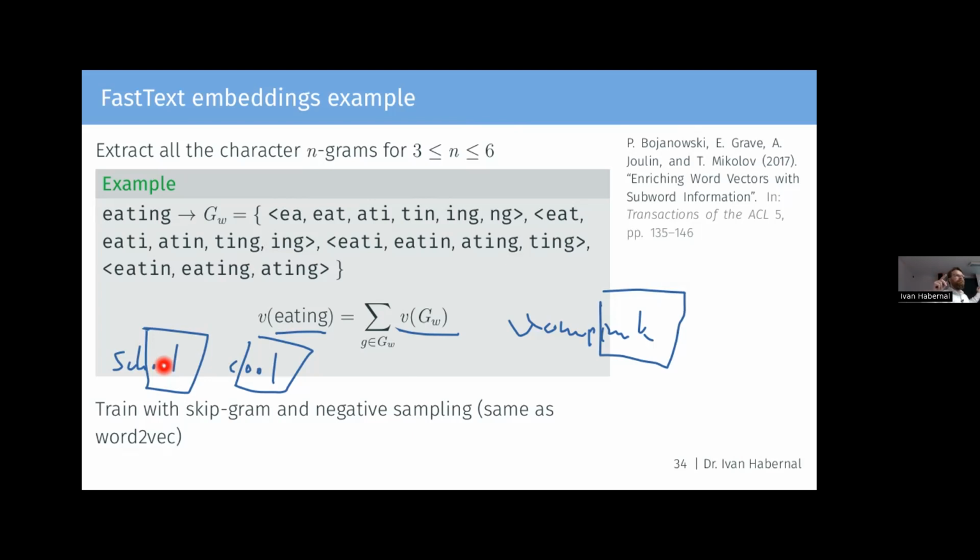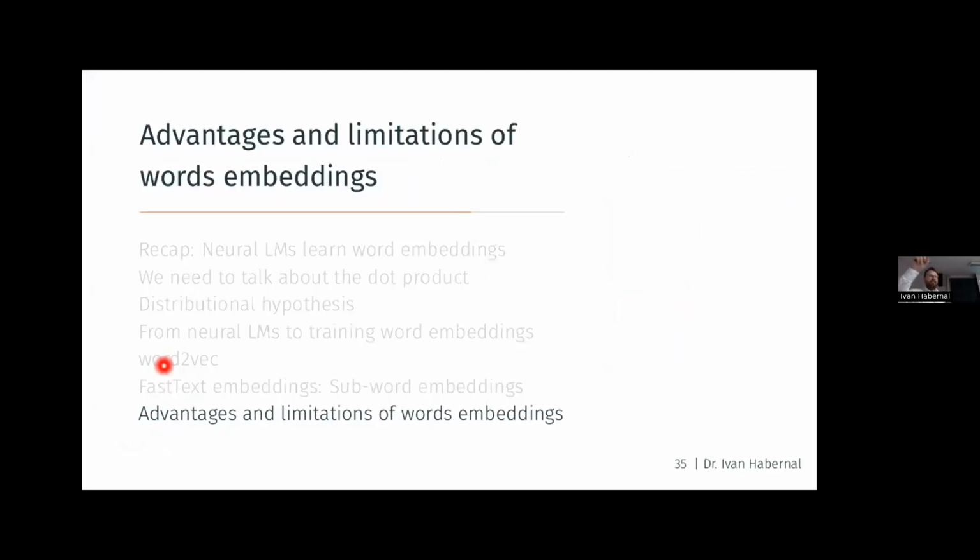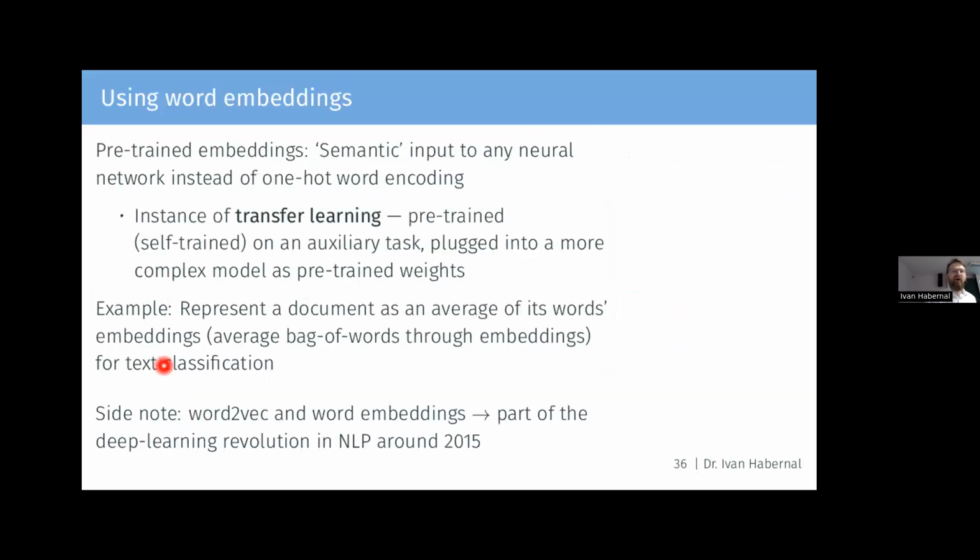Okay, any questions? Good. So what is good about embeddings and what is bad? I need 3 minutes and I'll finish. Advantages. So how can we use word embeddings? Obviously, each word lives in a space of several hundred dimensions. So we use this as semantic input to any neural network instead of one-hot encoding. This is an instance of transfer learning where you pre-train, or self-train, on an auxiliary task, and once you train them, you plug them into a more complex model. We will use word embeddings for anything down the road, like recurrent neural networks and so on.